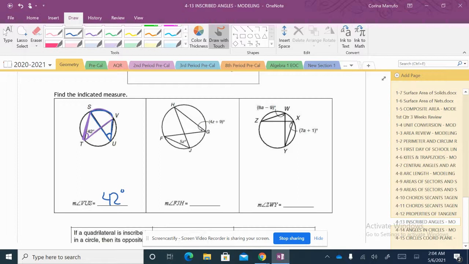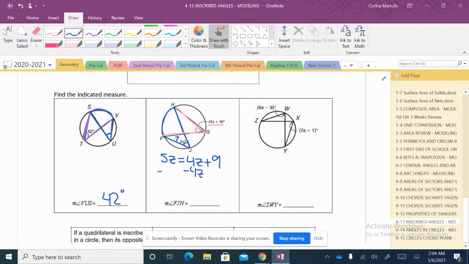All right. This next one, we have FJH, which opens up to this arc right here, which is 5Z. And then we have FGH, which is this arc here, which is 4Z plus 9. And they want us to find FJH, which is this angle right here. They should be equal, so it doesn't matter which one we find, but I'm going to find that one. So we're first going to set 5Z equal to 4Z plus 9. We know they're equal because they open up to the same arc.